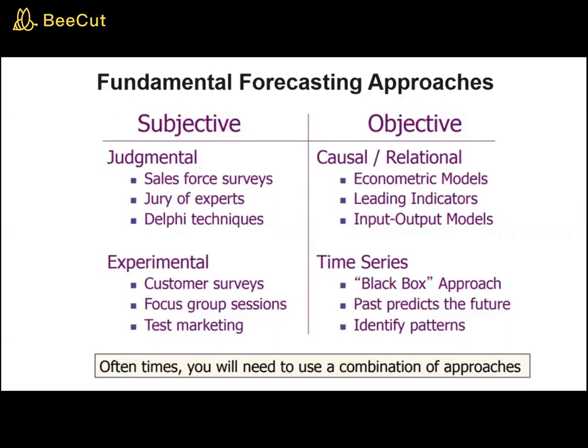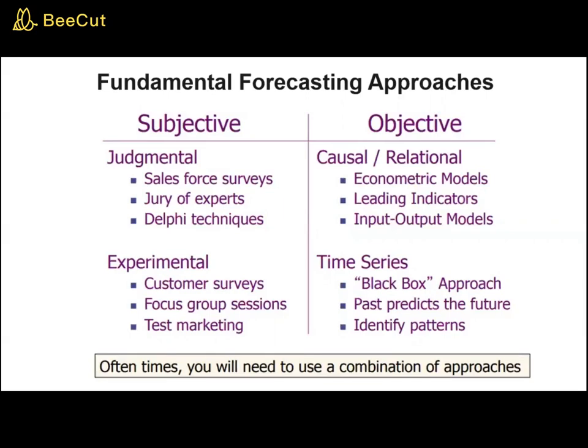Now, let's talk a little bit about the objective ways of forecasting. There are two types. There's the causal or relational method of forecasting. Here you can use several models. There are econometric models. There are input-output models. You can also look at certain leading indicators of what's happening in the market in general for your type of product. That will give you a very good estimate and help you forecast.